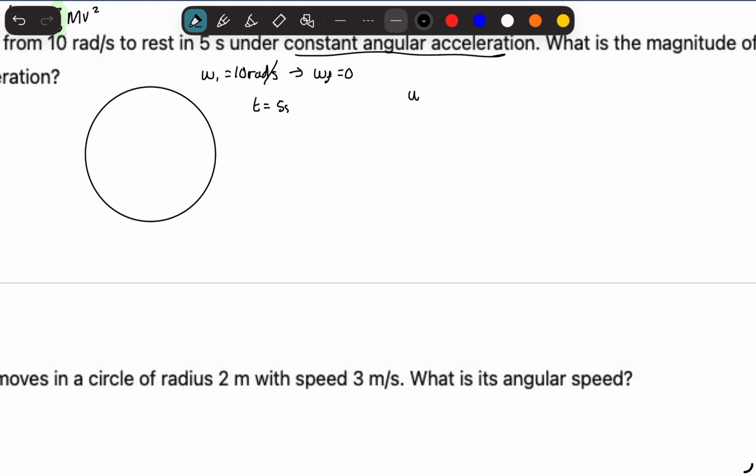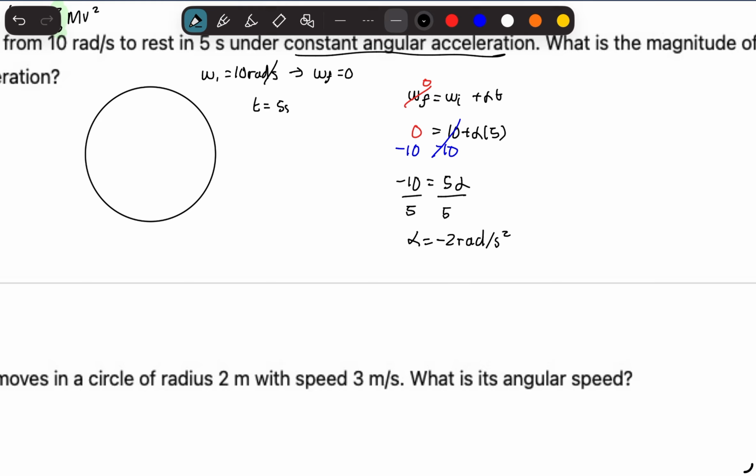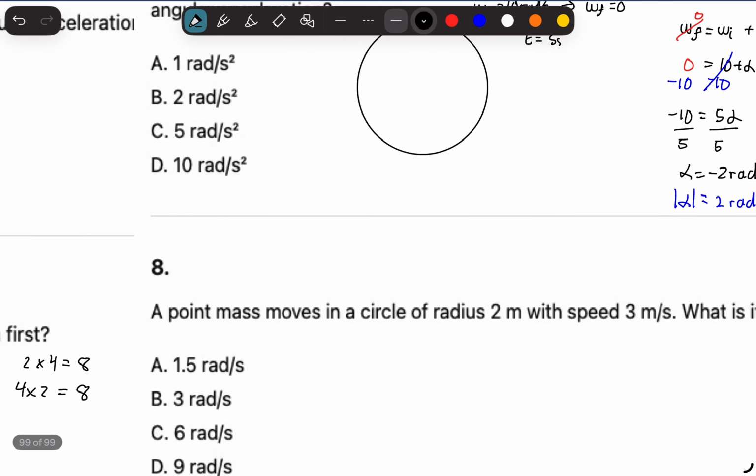What relates these three variables? We have omega f is equal to omega initial plus alpha t. We know that it goes to rest, so this is going to be 0 equals 10 plus alpha times 5, and you can subtract 10. Now it's going to be -10 is equal to 5 times alpha. You can divide both sides by 5. Alpha is equal to -2 rad per second squared, but we want the magnitude of alpha, so that's going to be 2 rad per second squared, which is option B.